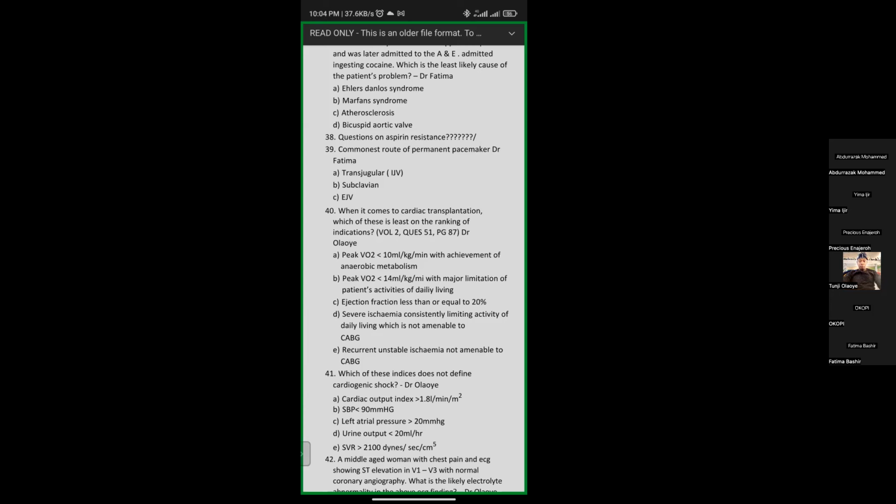So what about the pacemaker-related complications? The pacemaker-related complications can also be early or late. The early include infection. So infection can occur at any time, either early or late.